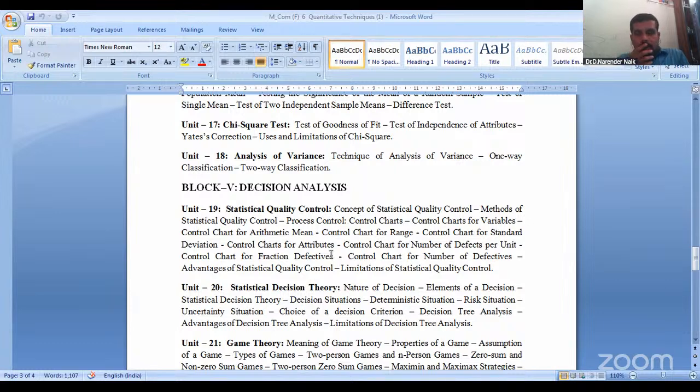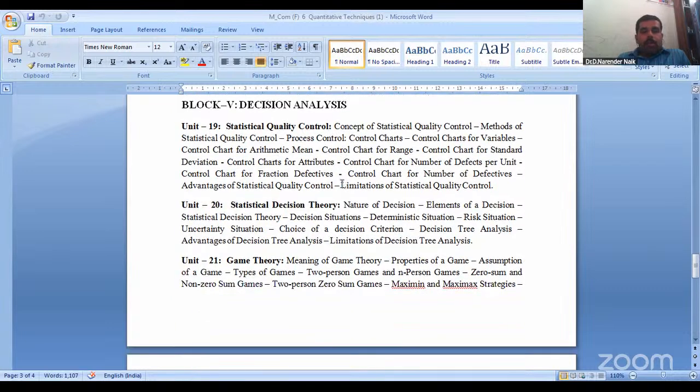So concept of statistical quality control, methods of statistical quality control, process control, control charts for variables, control chart for arithmetic mean, control chart for range, control chart for standard deviation, control chart for attributes, control chart for the number of defects per unit, control chart for fraction defectives, control chart for number of defectives, advantages of statistical quality control, limitations of statistical quality control. Okay, this is unit number 19.